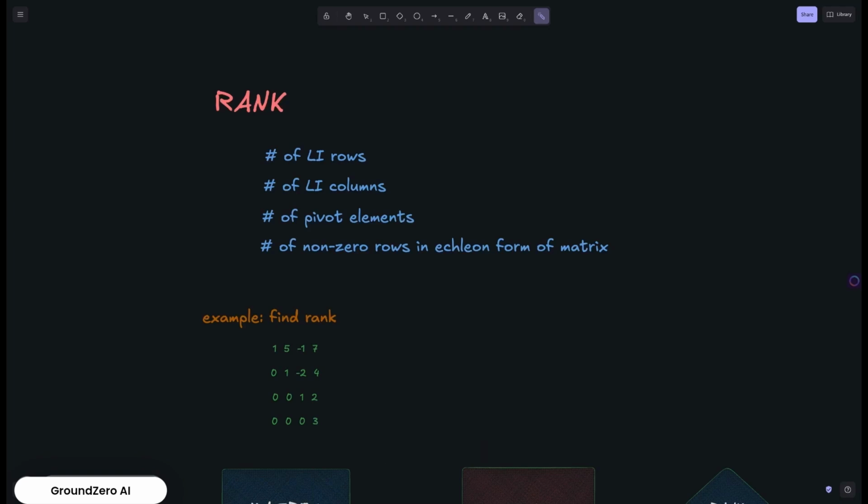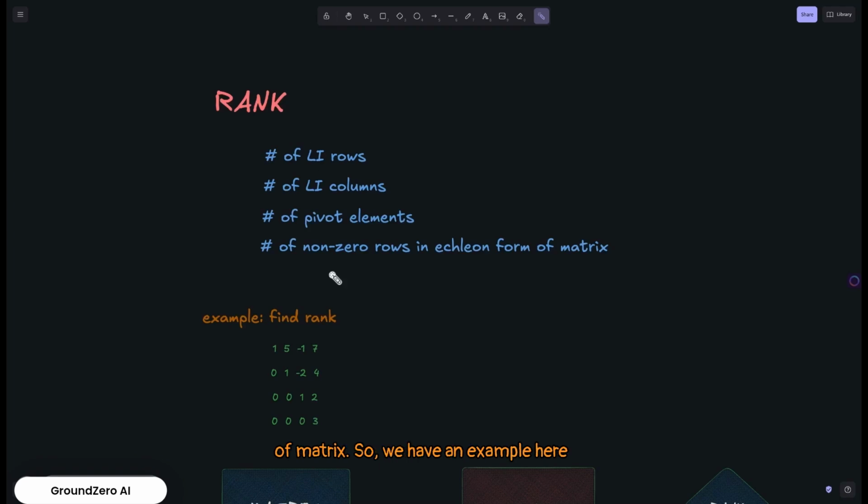So if you see a summary of rank, what it is. If you just want to look at how to calculate rank, you just say the number of linearly independent rows in the matrix, or linearly independent columns, or the number of pivot elements, or the number of non-zero rows in a clean form of the matrix.